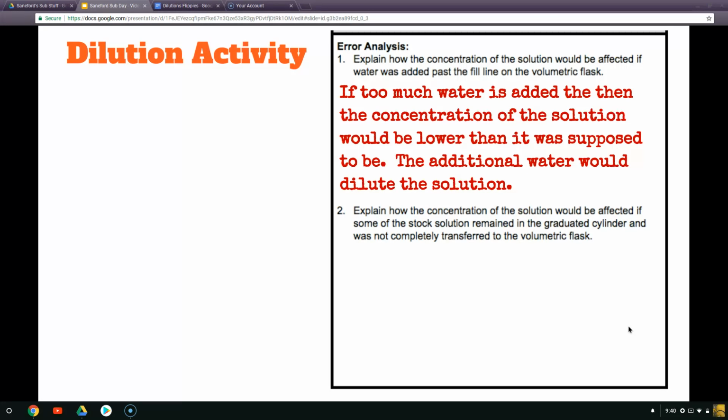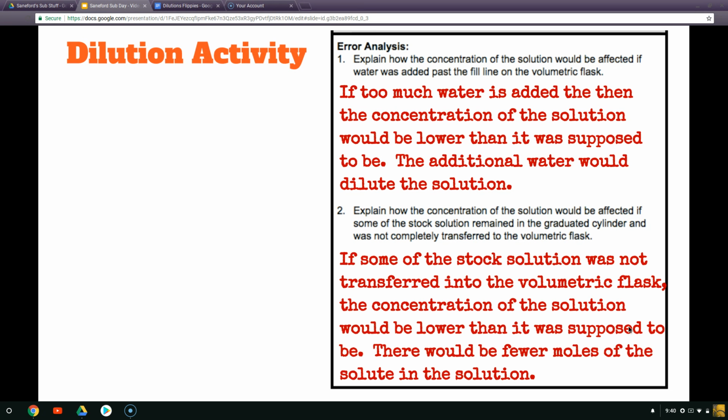And finally, what would happen to the concentration of the solution if some of the stock solution remained in the graduated cylinder and wasn't completely transferred to the volumetric flask? Well, that would mean there would be a lower concentration in the volumetric flask, right? So it would be lower than it's supposed to be. So there would be fewer of those colored particles or moles of the solute in the new solution. So you diluted less, to the same volume, so the concentration would be lower.